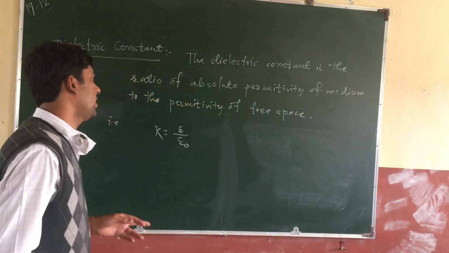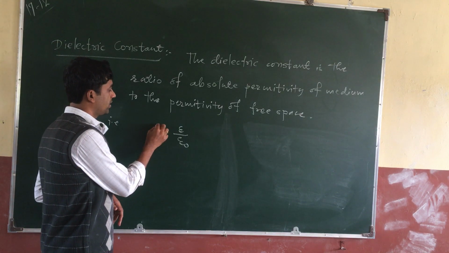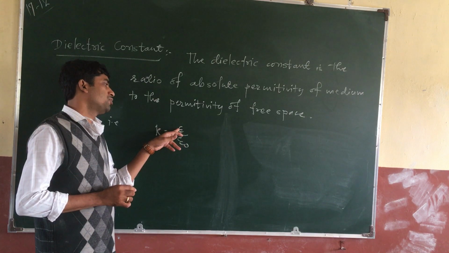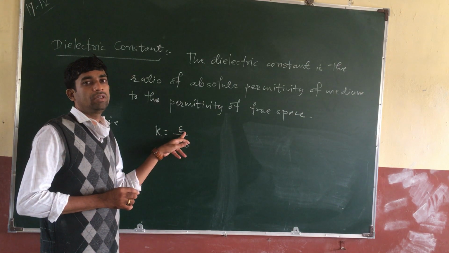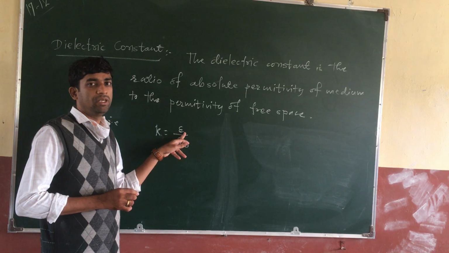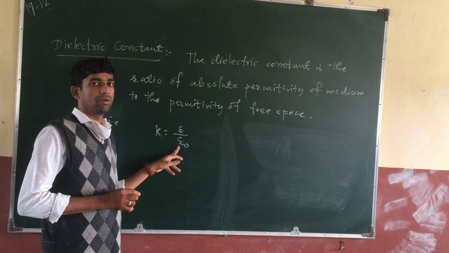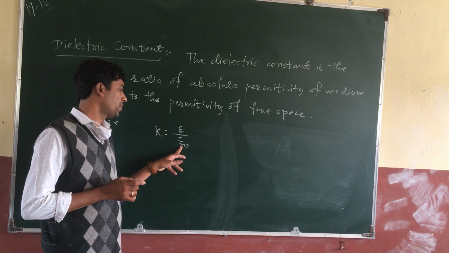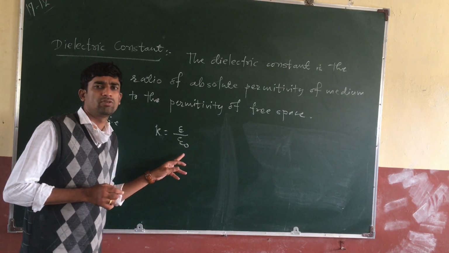So what is dielectric constant? Dielectric constant is denoted by small k, and it is the ratio of epsilon divided by epsilon naught. So what is epsilon here? Epsilon is the permittivity of the medium and epsilon naught is the permittivity of free space, which is 8.85 into 10 to the power minus 12. That is the permittivity of free space, known as vacuum.